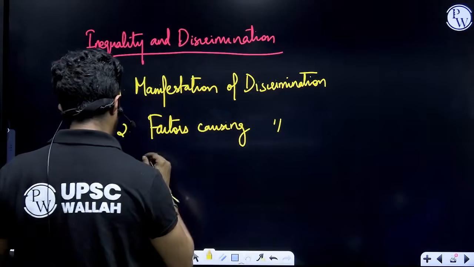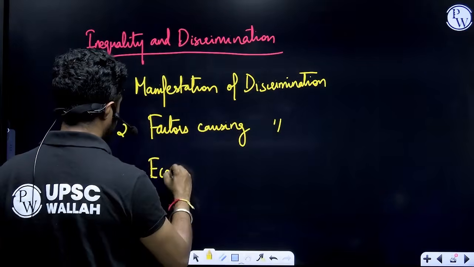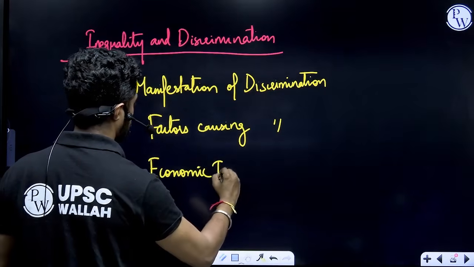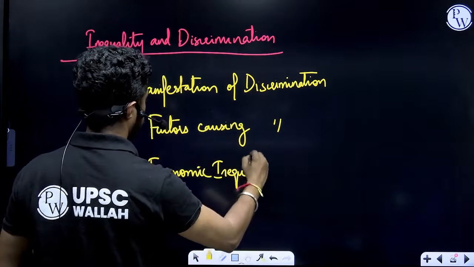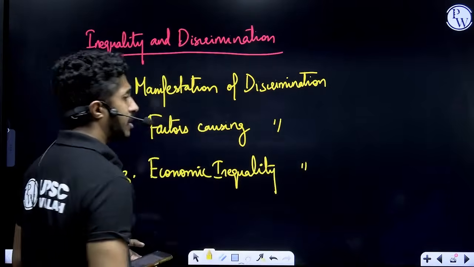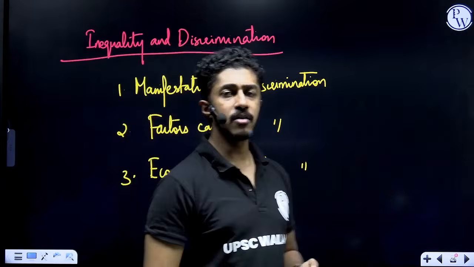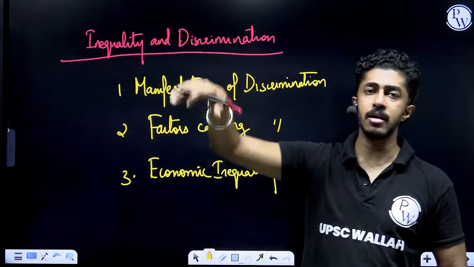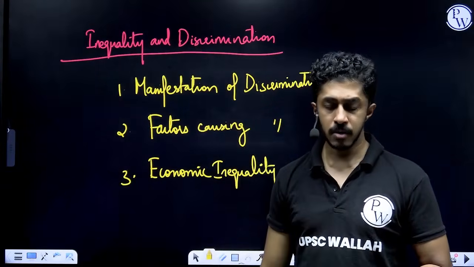Number 3, you have economic inequality and discrimination. That is basically, you are treating poor people differently from the rich. You are treating powerful people differently from the powerless.